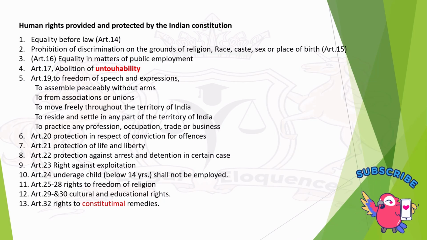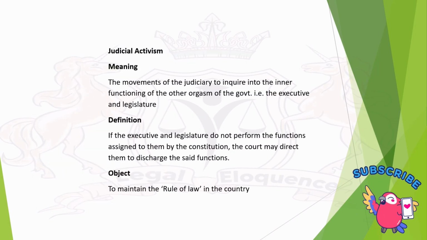Article 20 says protection in respect of conviction for offences. Article 21, protection of life and liberty. Article 22, protection against arrest and detention in certain cases. Article 23, right against exploitation. Articles 24, 25, 29, 30 and 32 also mention these rights.